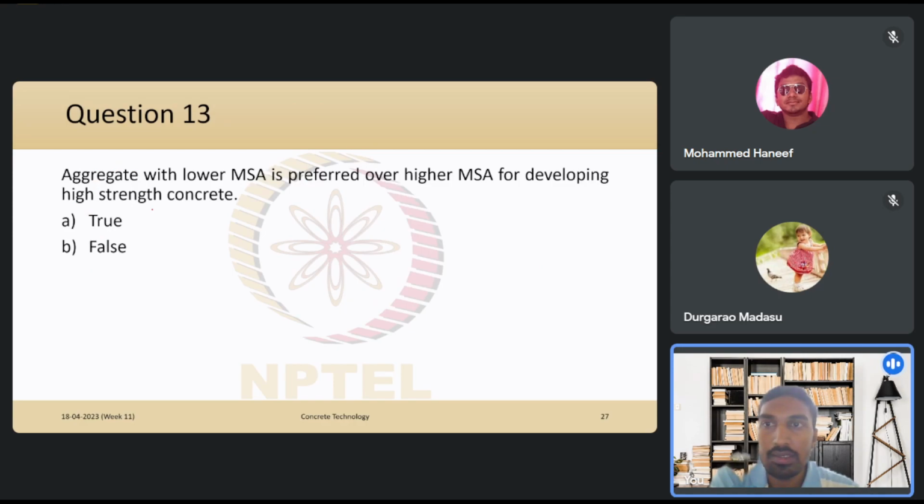So question 13 is, aggregates with lower MSA is preferred over higher MSA for developing high strength concrete. So is this statement true or false?